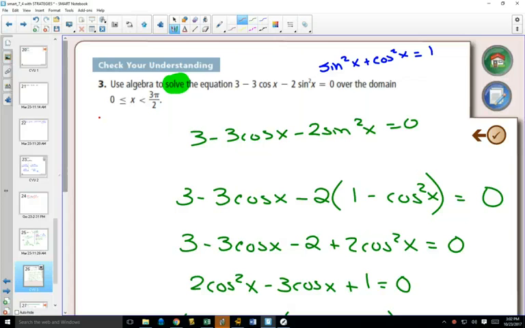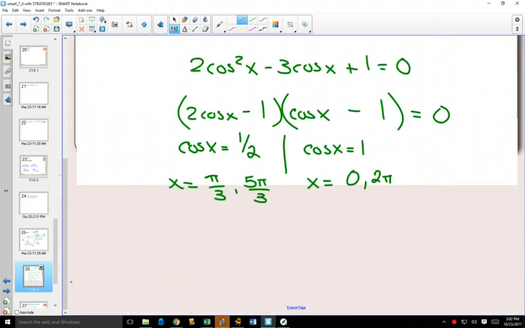What is our domain? Our domain is between 0 and 3 pi over 2. Can you see that that's only quadrant 1, quadrant 2, and quadrant 3? So any answers in quadrant 4, you'll have to take out. And 2 pi is too far as well. So the only answers to this one are something and something else. Yes, perfect. Pi over 3 and 0.